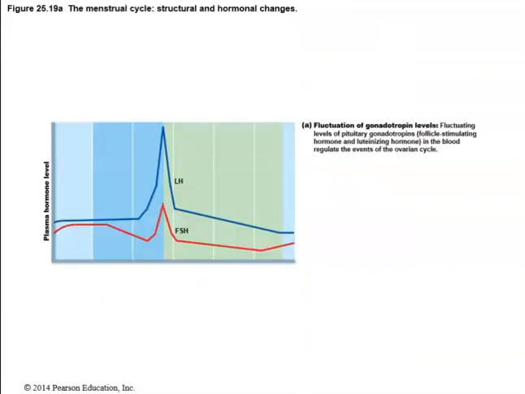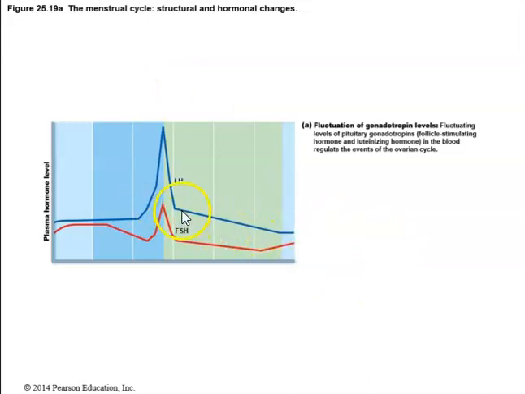So here we can see fluctuation of hormones during the menstrual cycle. We see fluctuation of pituitary gonadotropins such as follicle-stimulating hormone and luteinizing hormone that help regulate the events of the ovarian cycle. So for example, we have this huge spike of luteinizing hormone just before ovulation.